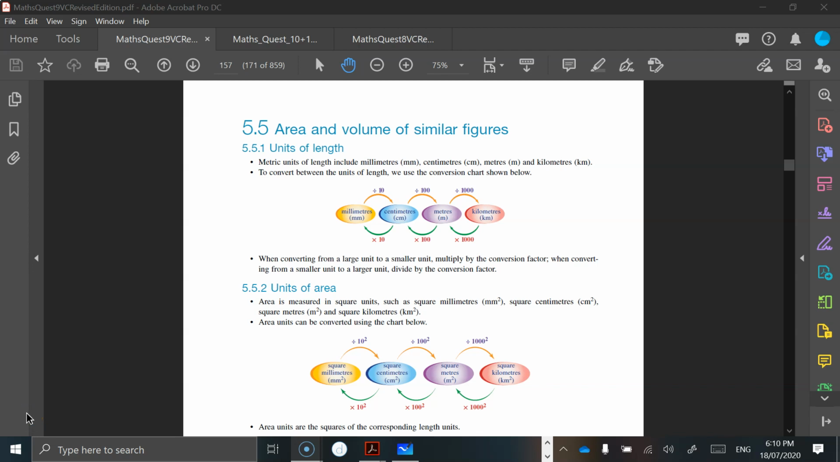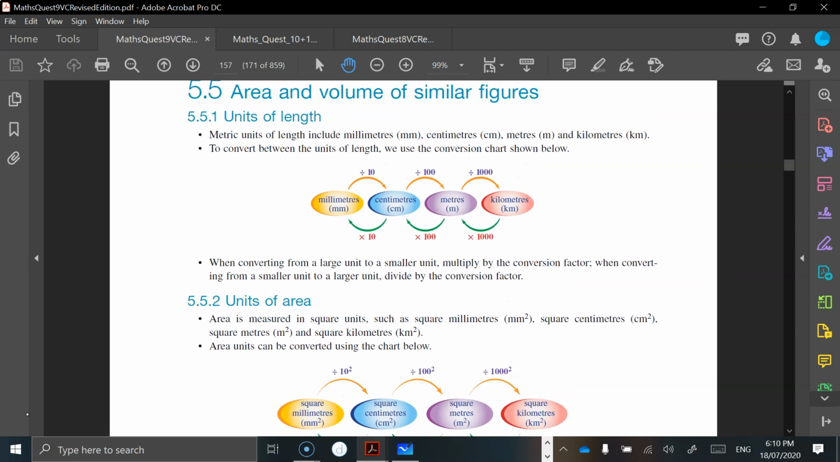Hey guys, we're looking at area and volume of similar figures this time. The first thing I want to emphasize, back when we were talking about the unit of measurement, is that it's really important you remember your unit conversions. That means working out how to convert from millimeters to centimeters, or centimeters to kilometers, what you're dividing by and what you're multiplying by. You should have all of those diagrams and unit conversions from last chapters and topics that we've covered before.